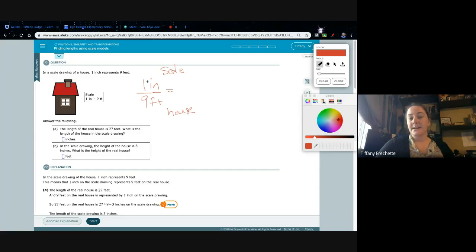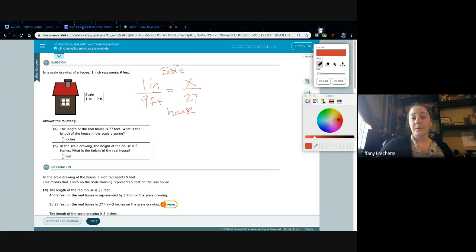So we want to do the same thing. We're going to write a proportion. So this is the scale. Every 1 inch in the drawing is 9 feet in real life. So over here, we're going to do the same thing. We want to know what is the length of the house in the scale drawing. We don't know, so we're just going to pick a variable. I'm just going to pick X. And then we know that the length of the real house is 27.